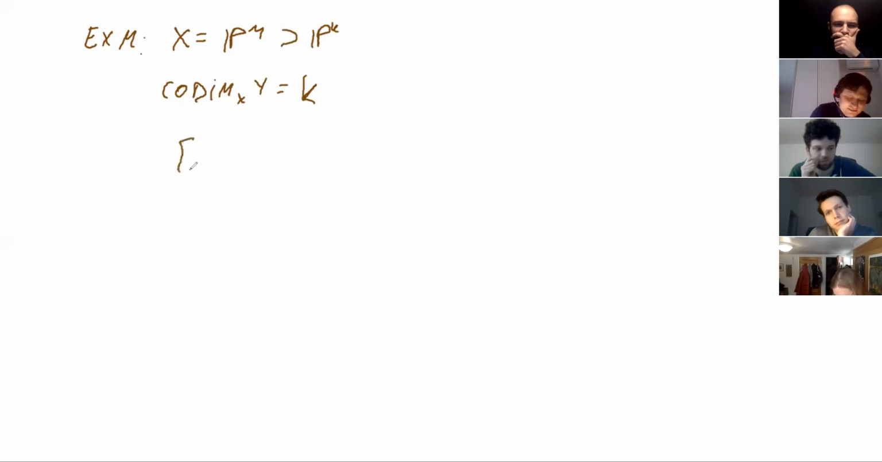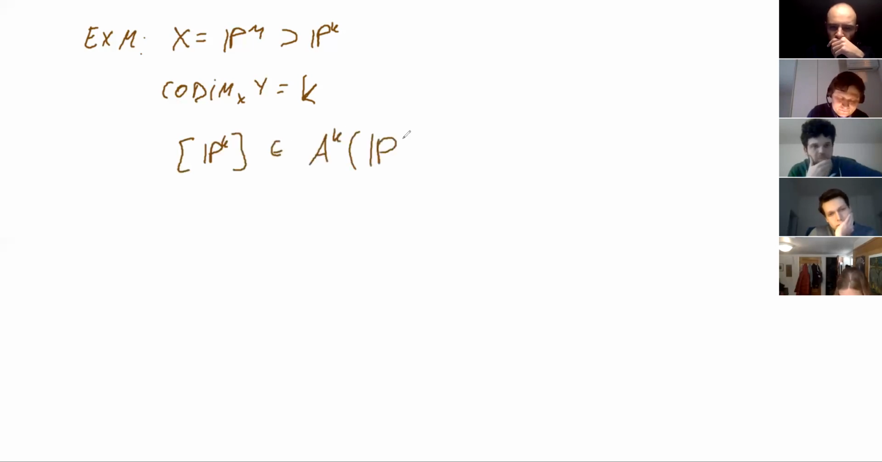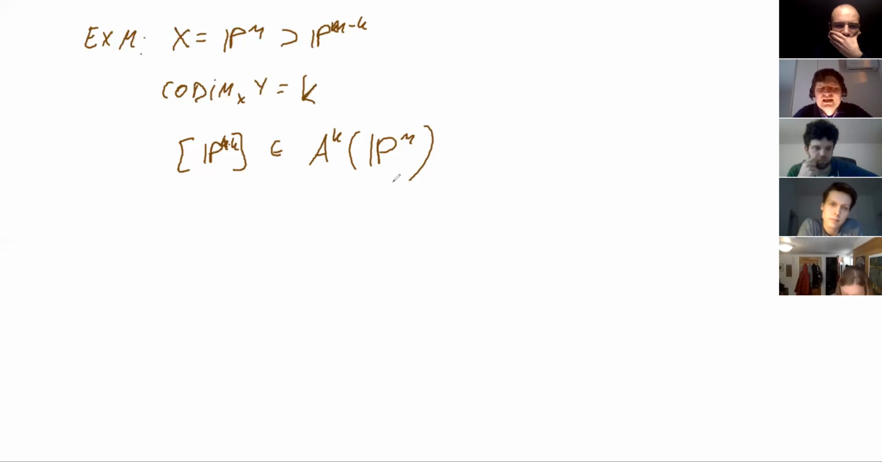So what I'm saying is that this is a well-defined element of, I said codimension k, so this should be P^(n-k), in the Chow group of P^n. To write this, I don't have to specify P^(n-k), because you can always build a P^1 and join any k-dimensional subspace with another k-dimensional subspace.